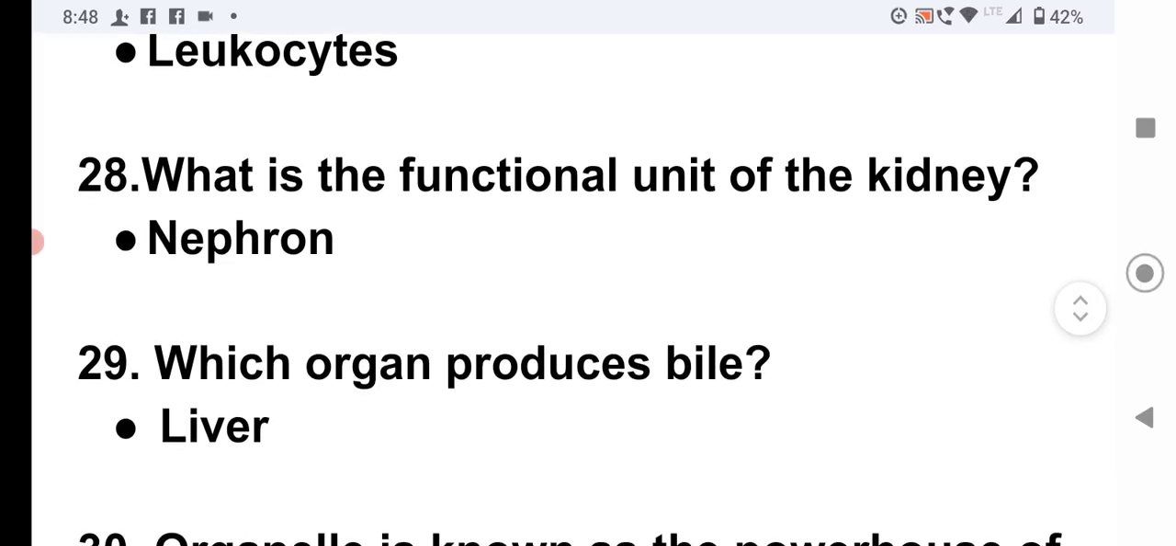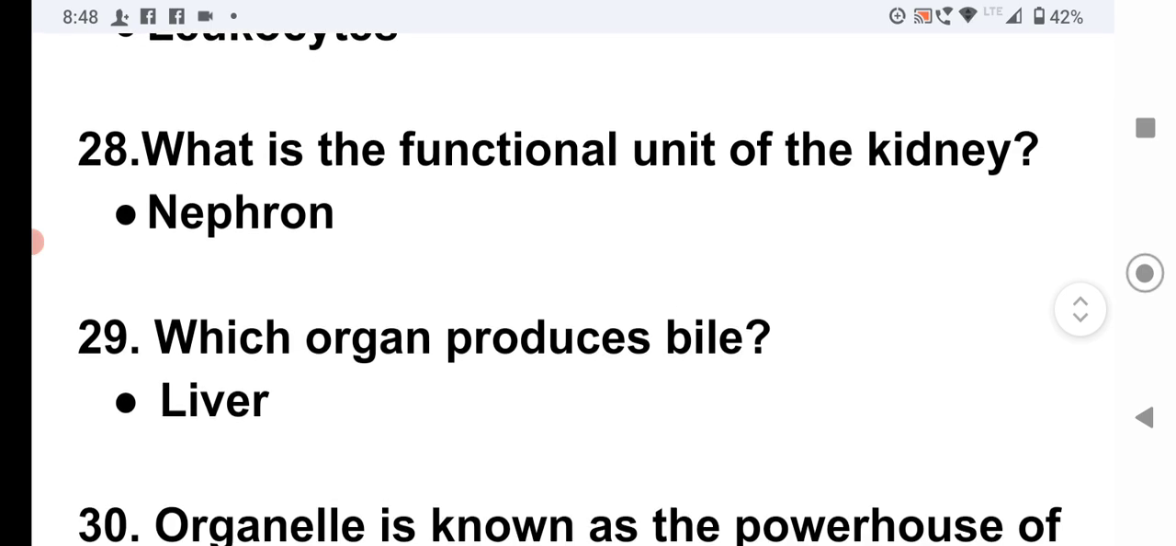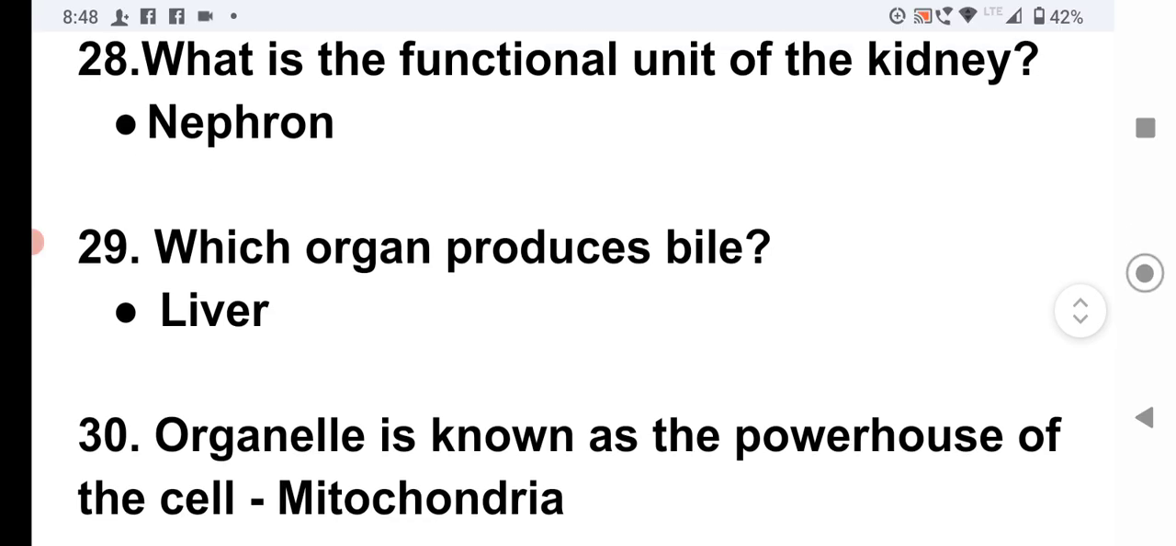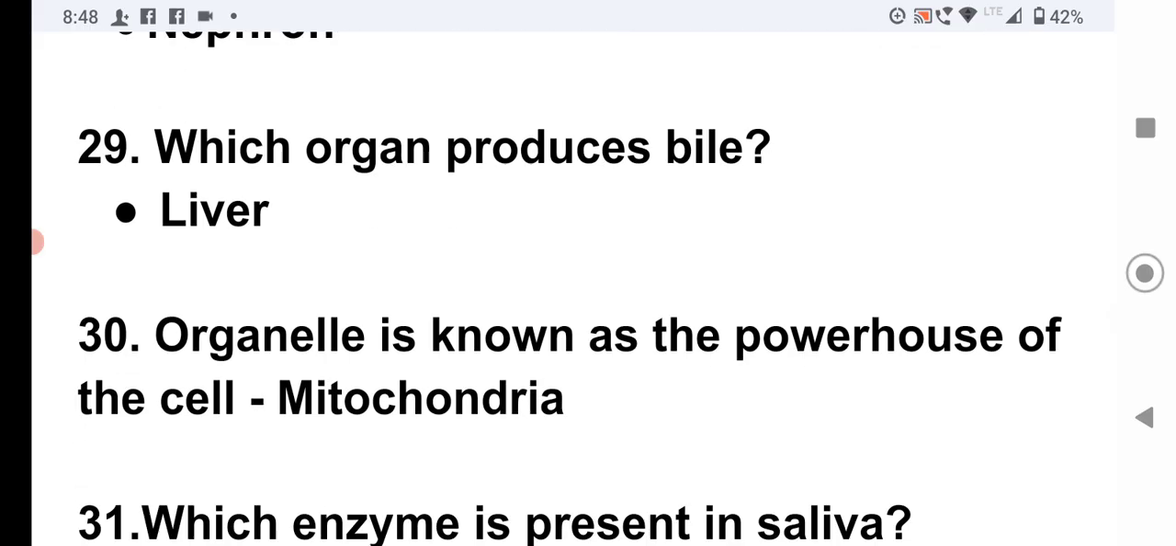Question number 29: which organ produces bile? Liver produces bile. Question number 30: which organelle is known as the powerhouse of the cell? Mitochondria is the organelle which is known as the powerhouse of the cell.